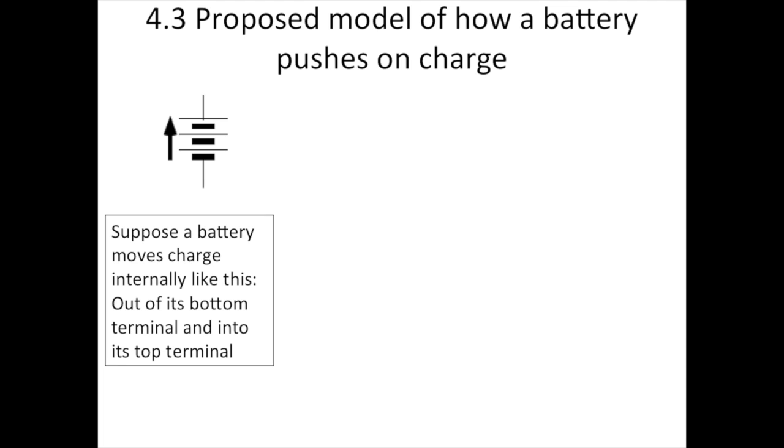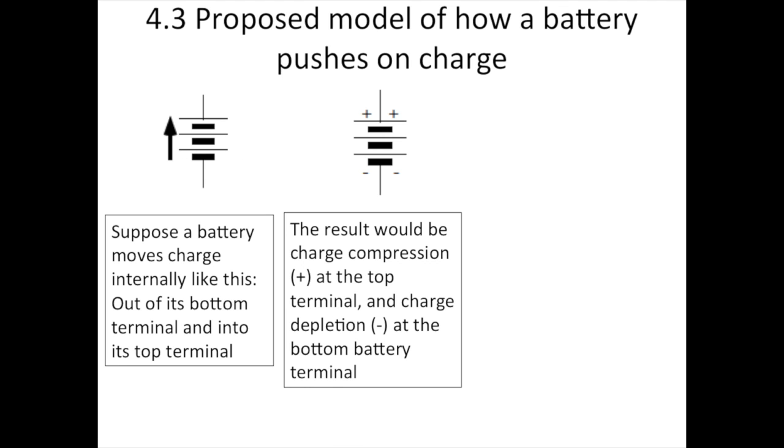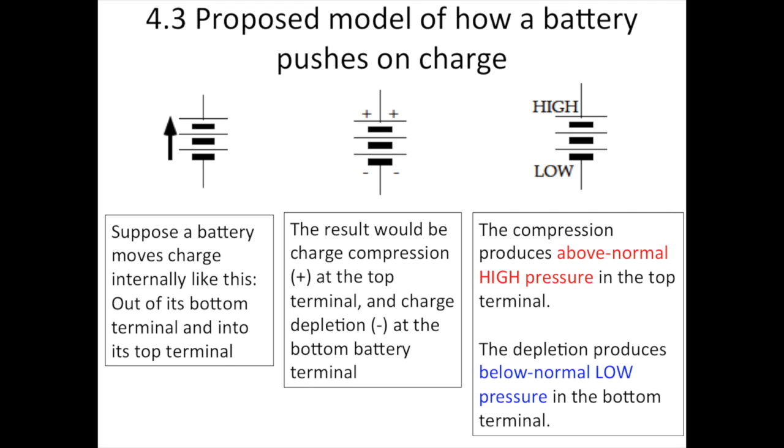So section 4.3, a proposed model of how a battery pushes on charge. Suppose a battery moves charge internally like this, out of its bottom terminal and into its top terminal. The result of this would be charge compression at the top terminal and charge depletion at the bottom battery terminal. The compression produces above normal high pressure in the top terminal. The depletion produces below normal low pressure in the bottom terminal.